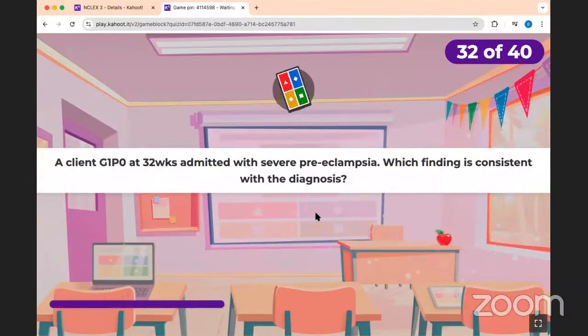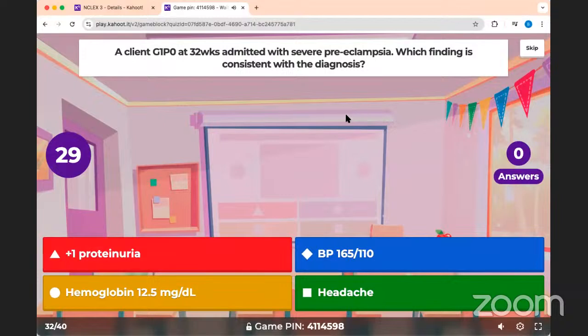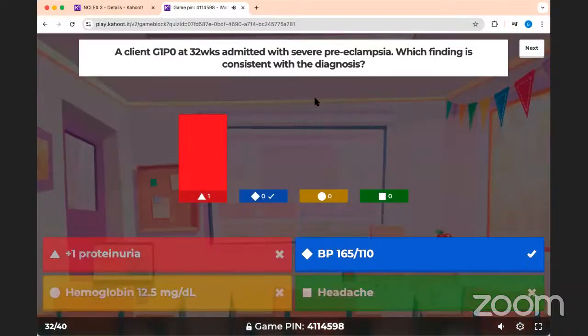A client at 32 weeks is admitted with severe preeclampsia. Which finding is consistent with the diagnosis? You go with the buzzword preeclampsia. What do I see? Protein, hemoglobin of that, headache, and then blood pressure of that. There's a word there, severe preeclampsia. How do you distinguish between the two preeclampsias? Based on what? That's what the question is actually.